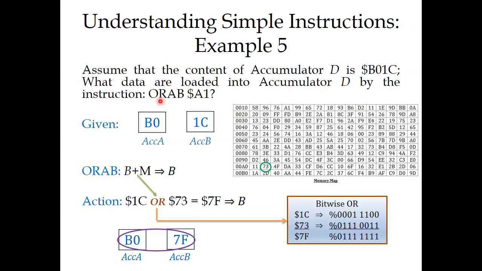The instruction here this time is ORAB. Now to understand the operation of this instruction, we look at the column 3, okay? We look at the column 3 of the instruction set. If we look at column 3, this is what we got. B plus M arrow B.